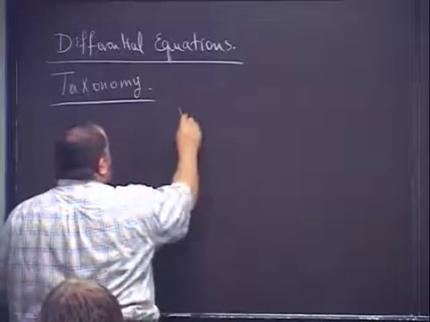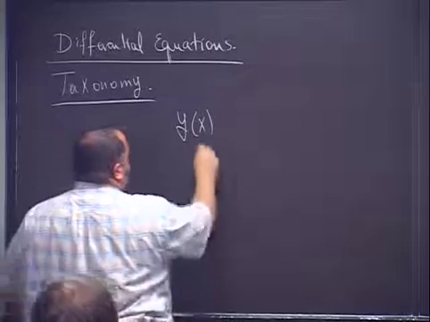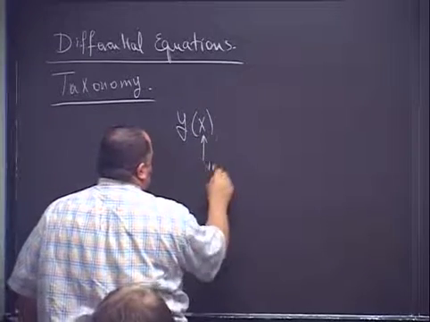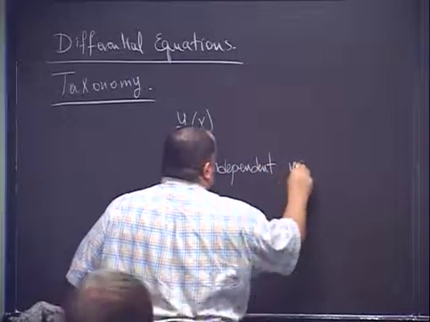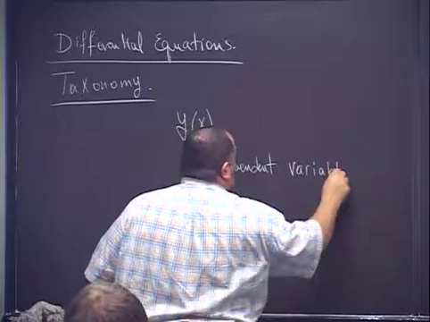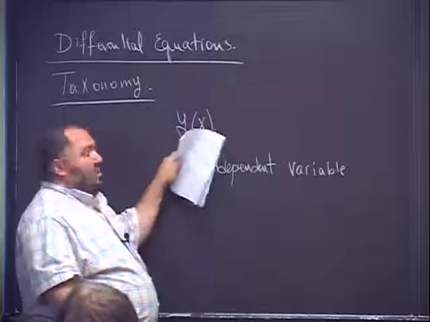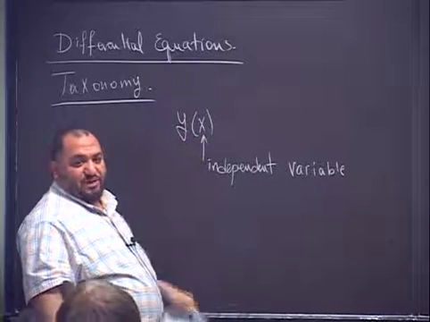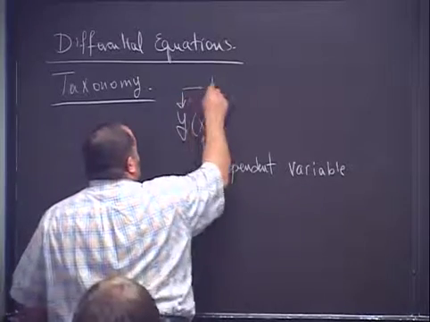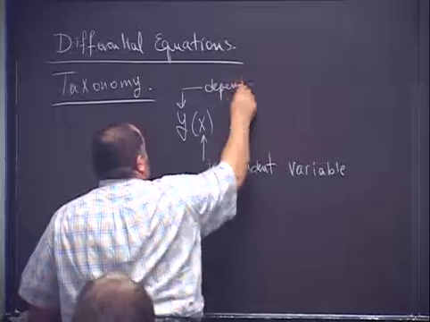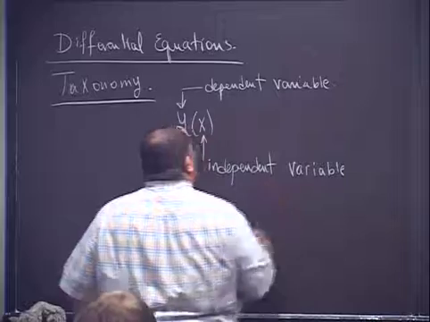Before we start, if we say we have a function y of x, this x we usually call the independent variable, because it does not depend on anything. I can give it an initial value, and then y will depend on the value of x, and this is the definition of a function. So y is called the dependent variable. All of you know this from Calc 1.